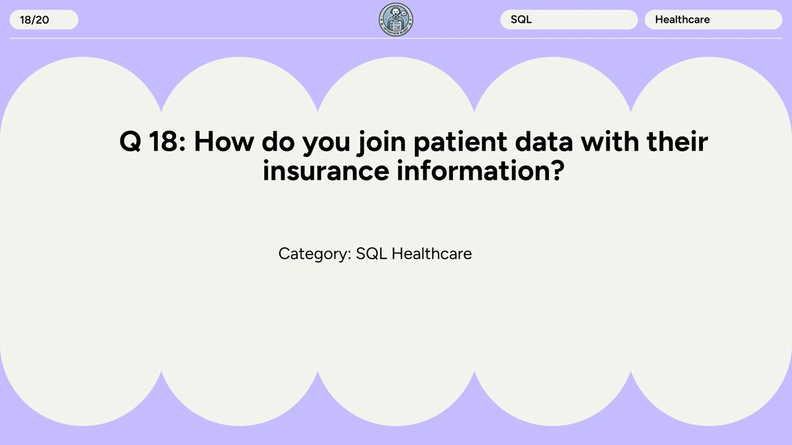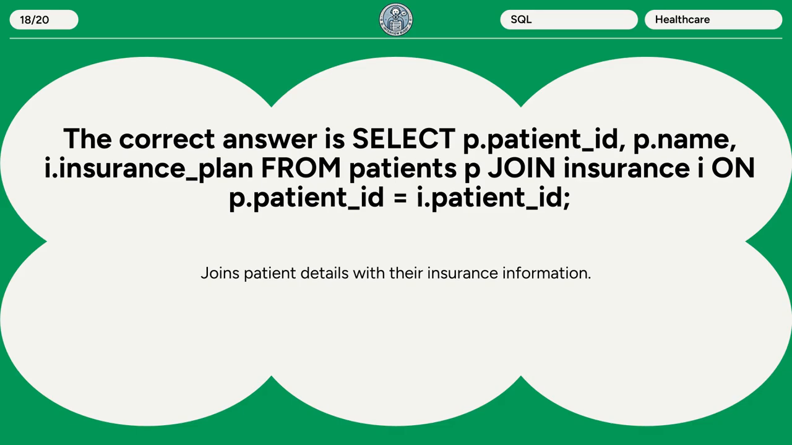Question 18. How do you join patient data with their insurance information? The correct answer is: SELECT p.patient_id, p.name, i.insurance_plan FROM patients p JOIN insurance i ON p.patient_id = i.patient_id. Joins patient details with their insurance information.